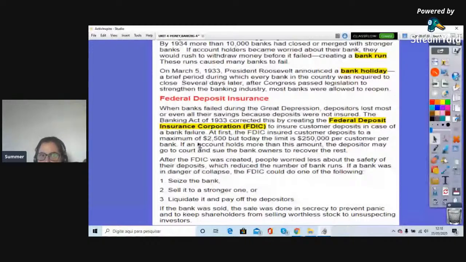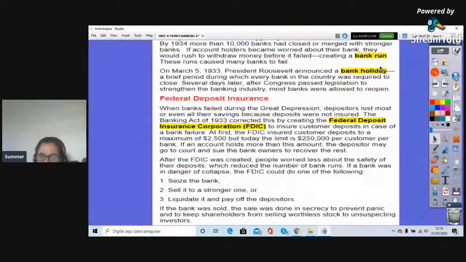So at first, the FDIC insured customer deposits to a maximum of $2,500. But today the limit is $150,000 per customer per bank. So if an account holds more than this amount, the depositor may go to court and sue the bank owner to recover the rest. After the FDIC was created, people worried less about the safety of their deposits because they had insurance, which reduced the number of bank runs.